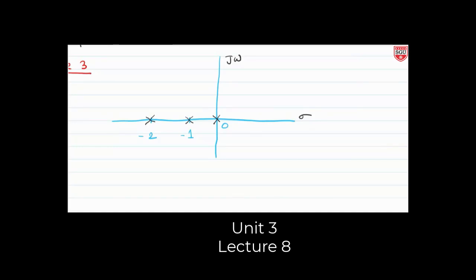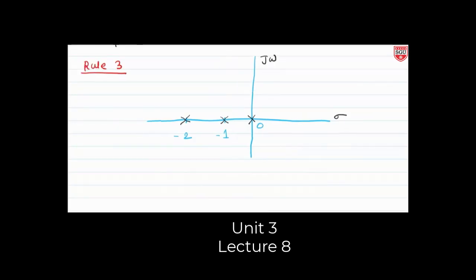In this rule number 3, we have to find out the direction of the branches. As we said, 3 branches will start from the 3 poles. Now I want to find out where those branches will move. For that, I gave one simple trick yesterday. Let me name the poles: this is P1, this is P2, and this is P3. Later we can change the names if we want.